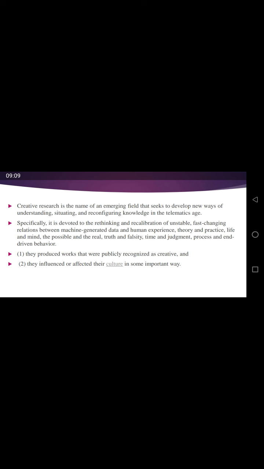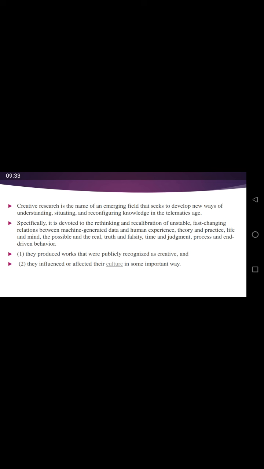Now, the second thing: life and the mind. No need to explain that. The mind is going to think one way, and life is going another way. But we need to correlate them. We need to rethink on that. I need to recalibrate the unstable results there. Understanding what I'm telling? All these things are going to be done under research only.